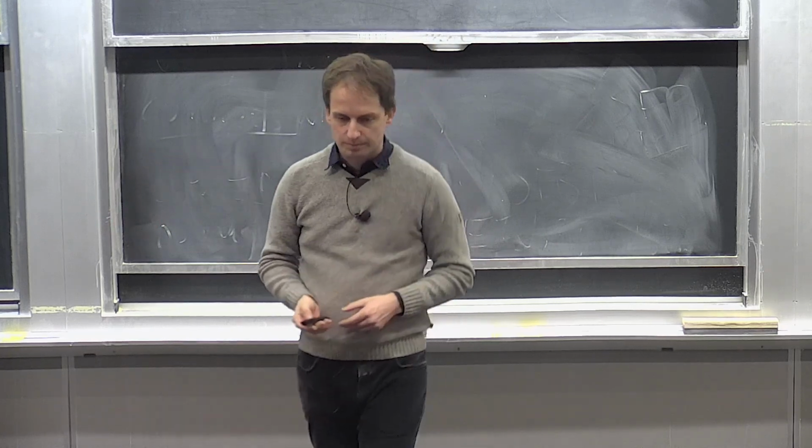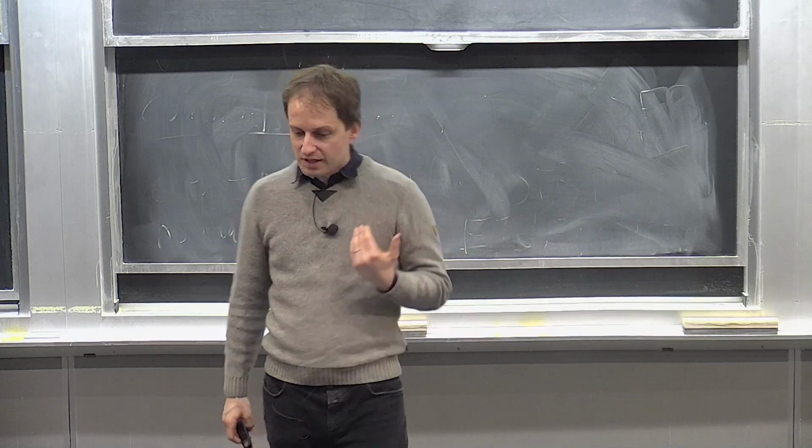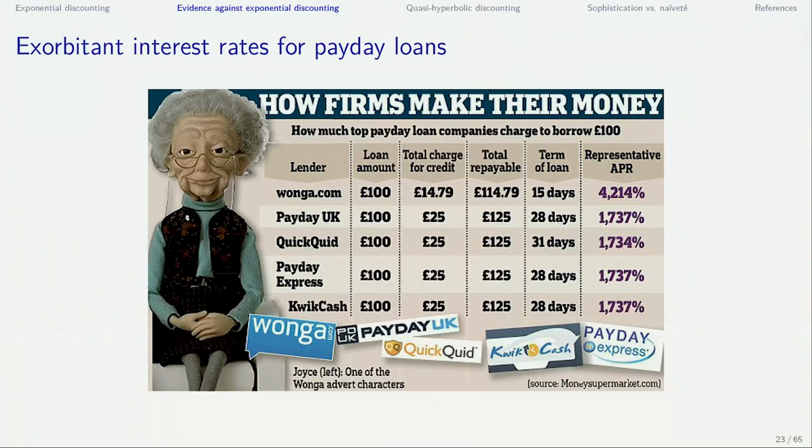available anymore. Here are some examples of payday loans. I was wondering what this woman is doing here, this is from Wonga.com. Apparently they are advertising with grandmothers, and you wonder what this woman is doing there. But what you see here on the very right-hand side is essentially the interest rates, something in the 1,000%. These are the annualized interest rates. These are enormous interest rates.